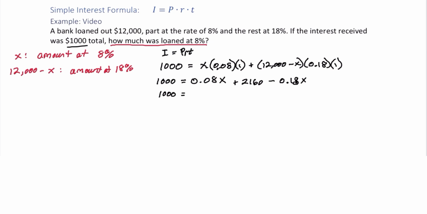Combine like terms on the right. 1,000 equals 2,160 minus 0.1x. Subtract the 2,160, and we get negative 1,160 equals negative 0.1x. Finally, divide by negative 0.1, and we get that x is 11,600. And that's dollars. And keep in mind what x is. X is the amount at 8%.